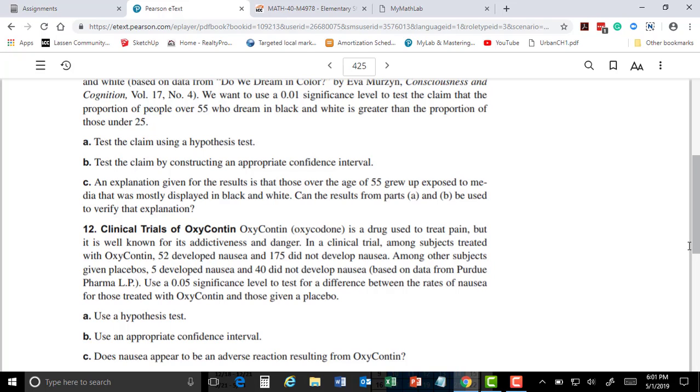Anyhow, clinical trials of oxycodone. I think you know that can be used to treat pain. So 52 developed nausea, and 175 didn't. And now they did the placebo. Interesting, the sugar pill, right? And even there, 40 people didn't get sick, didn't get nausea.